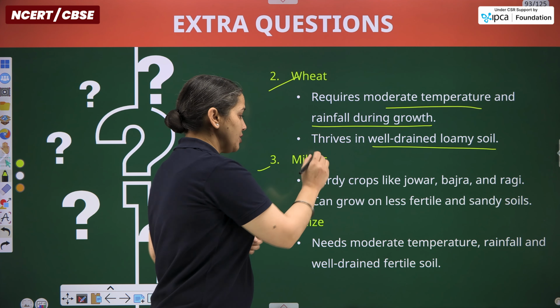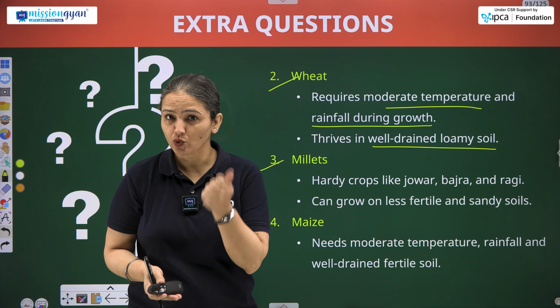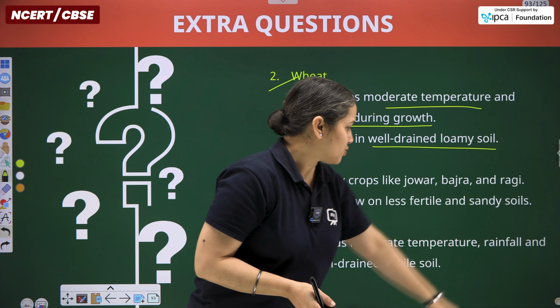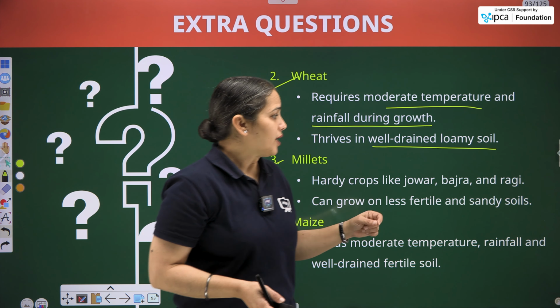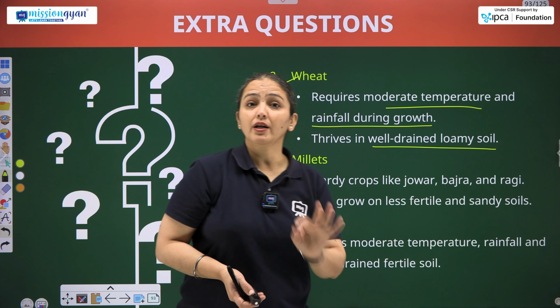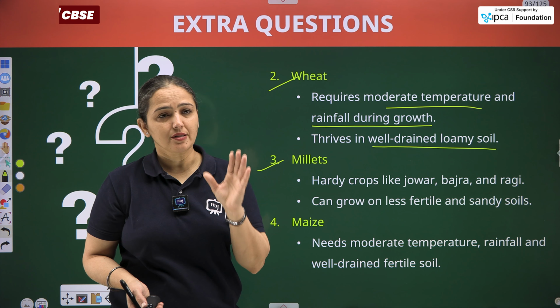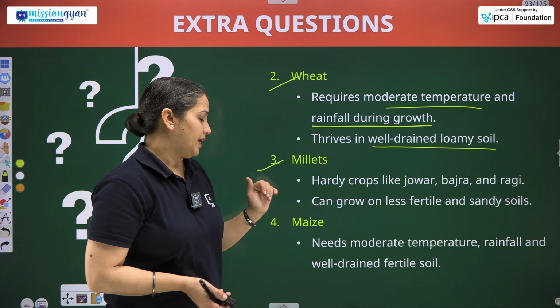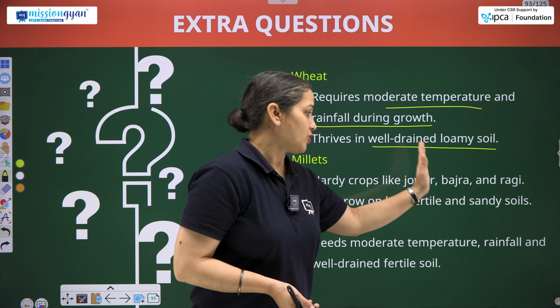Millets, another major crops, what is called coarse grain. Hardy crops like jowar, bajra and ragi can grow on less fertile and sandy soil. Example is Rajasthan itself. Maize, another major crop. It needs a moderate temperature, rainfall.